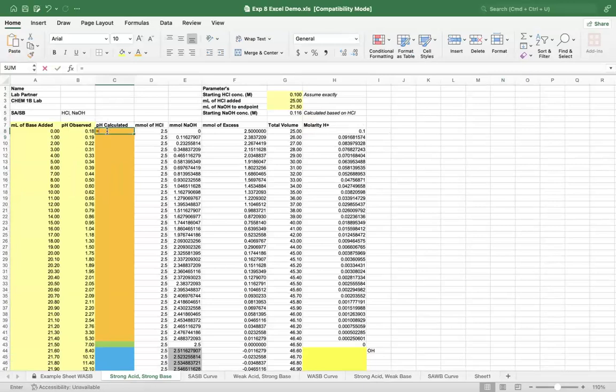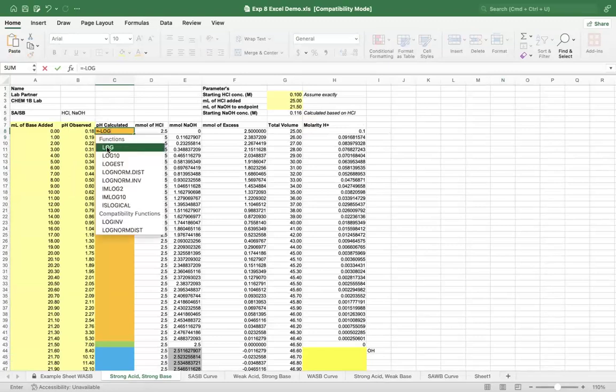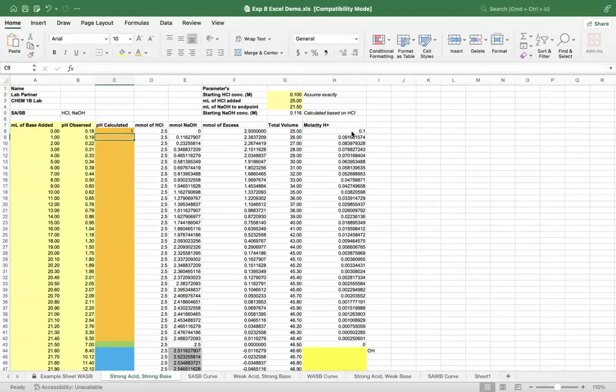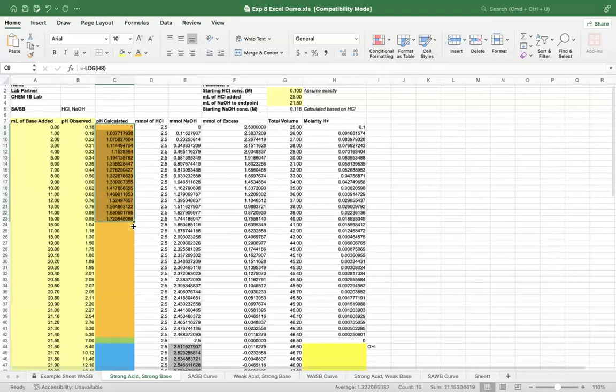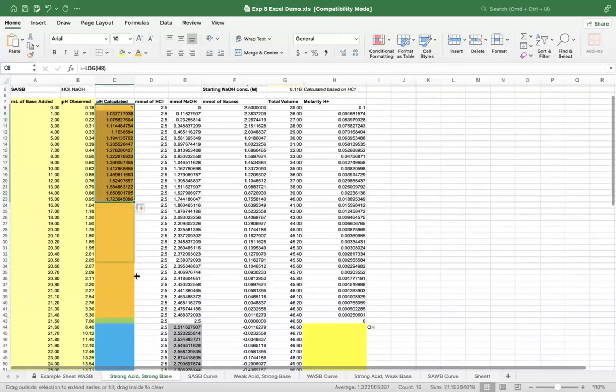All right, negative log. It equals the negative log of the concentration of hydronium ion. We hit enter, and we get a pH. We should be able to just drag that all the way down and watch as the pH increases.